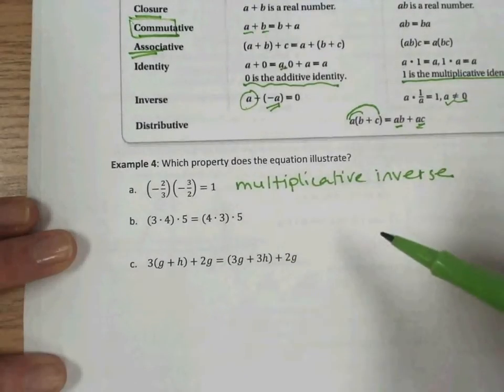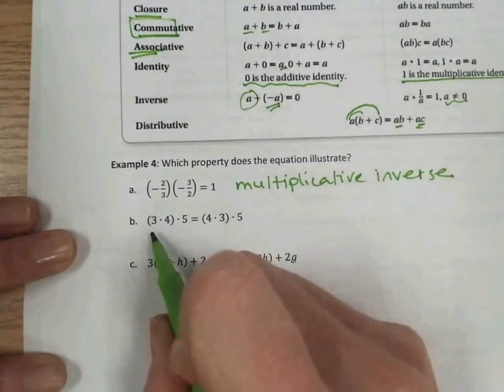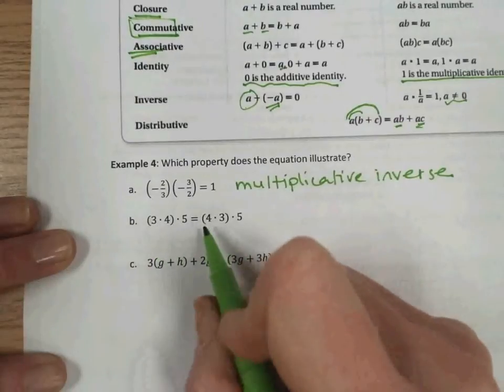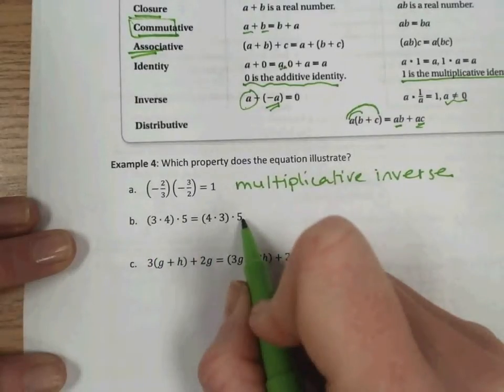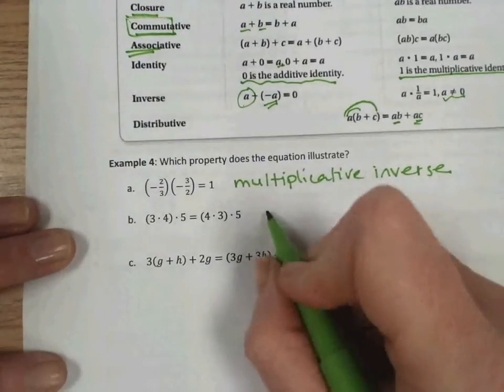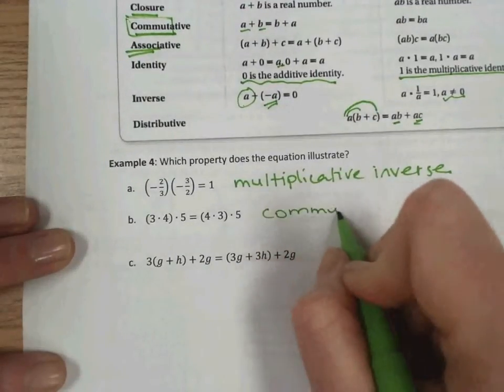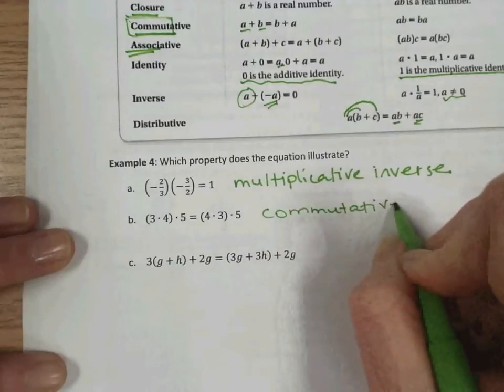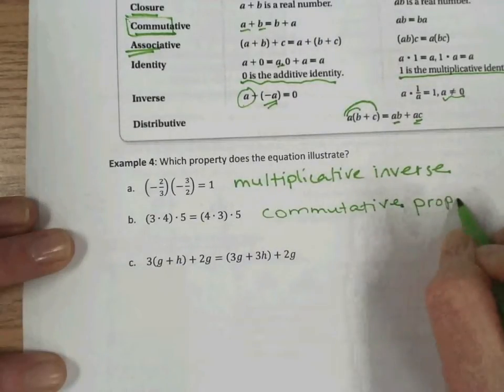This one's a little bit tricky because you see the parentheses, so you may want to think about the associative property, or you may want to think about the distributive property, but actually notice that the order is different on both sides, and therefore this is actually representing the commutative property of multiplication.